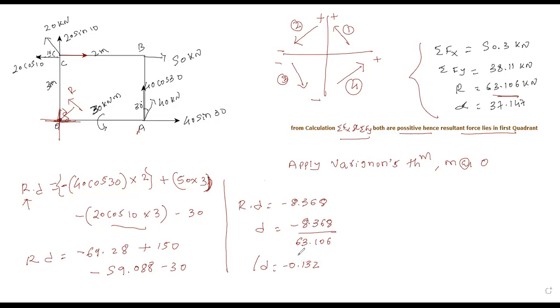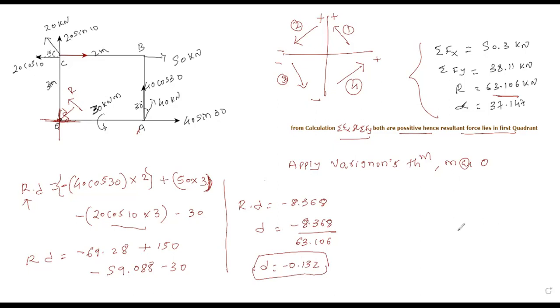Okay, distance can never be negative. D is a distance, and distance will never be negative. Tell me, can we consider distance negative? No. So now our calculation is right, but our assumed direction of resultant force was wrong. We have assumed resultant force in upper direction. That direction of assumed resultant force was wrong.